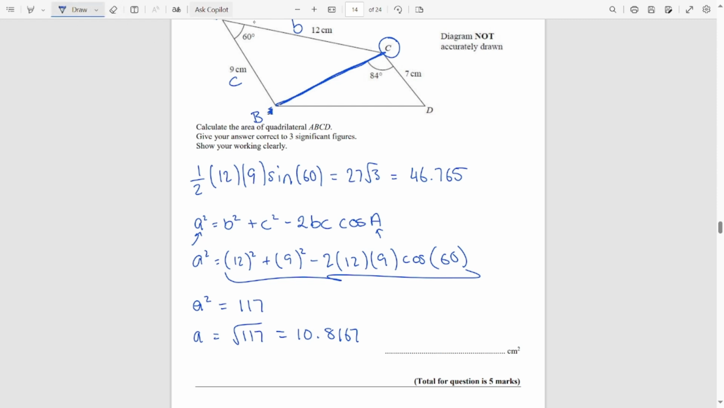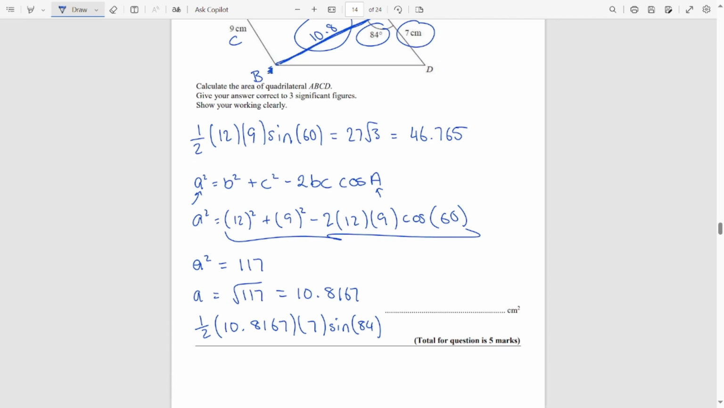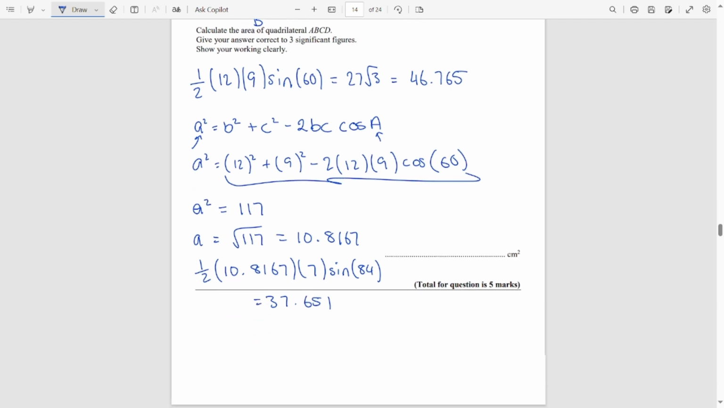Now we're still not done because all that did was get us this side. This is what we were looking for. So this is the 10.8 thing. And now we are going to use these two sides with the angle in the middle, the 84, and put that into a half ab sine C. So a half times 10.8167 times 7 times sine of 84. And then we type that into the calculator, and you will get 37.651. Now we've worked out the area of the two triangles.